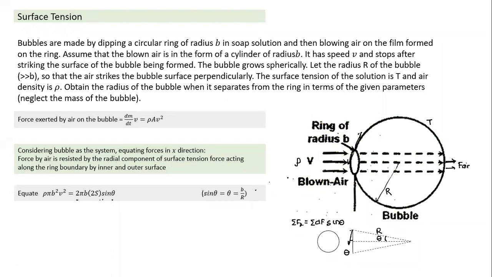So why are we taking net force 0? The bubble is in equilibrium. Just before it leaves, it is in a state of equilibrium. But then it is expanding, right? The center of mass is moving. See, I am not taking the center of mass. I am taking this, okay, the bubble.